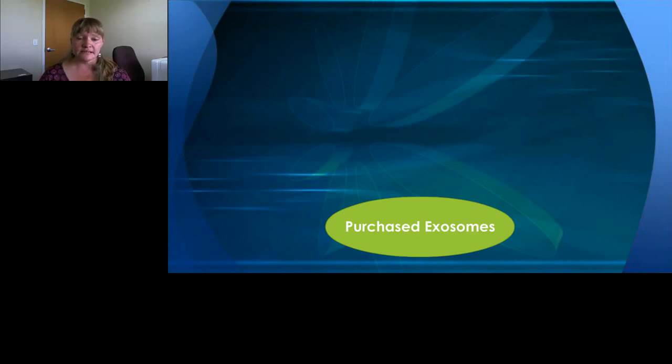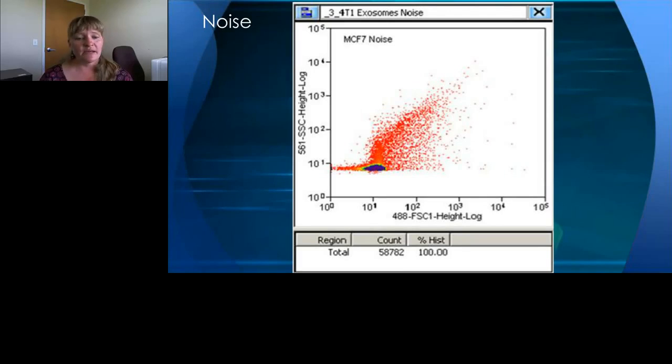A researcher could purchase pre-verified exosomes with Western blot, EM, and CD63 measurements from vendors and use those to set up their instrument and assay. Here I show MCF7 exosomes purchased from SBI to help set up the application.